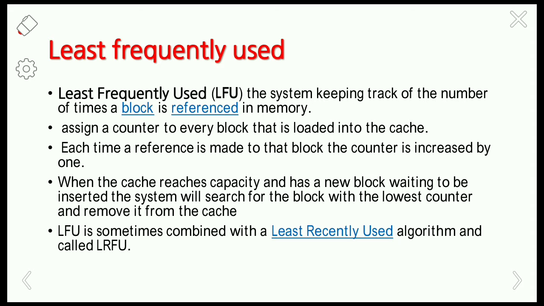Okay, what happens if the count for two pages becomes equal? At that time we are going to apply the FIFO rule. When the cache reaches the capacity and has a new block waiting to be inserted, the system will search for the block with the least counter and remove it from the cache. So if there is a need for swapping from the set of frames, the cache will search which page is having the least count and remove it from the cache. LFU is sometimes combined with the LRU algorithm and it is called LRFU.